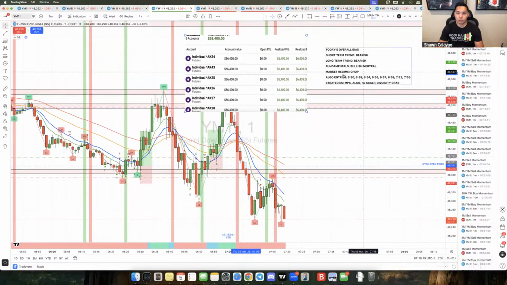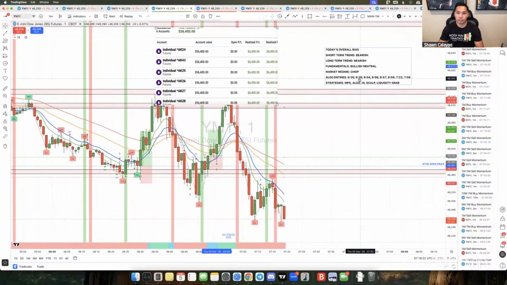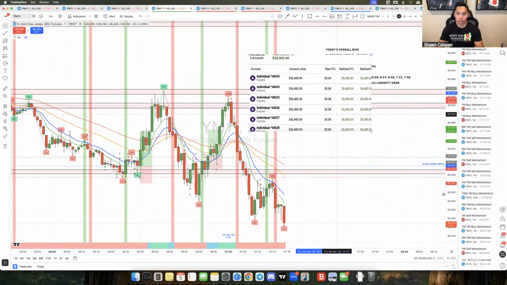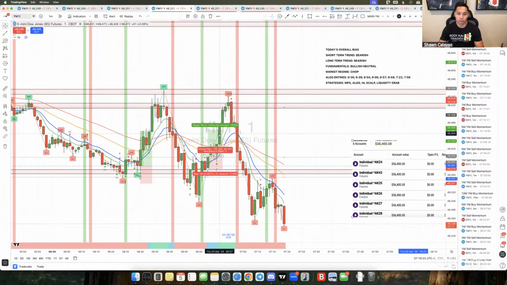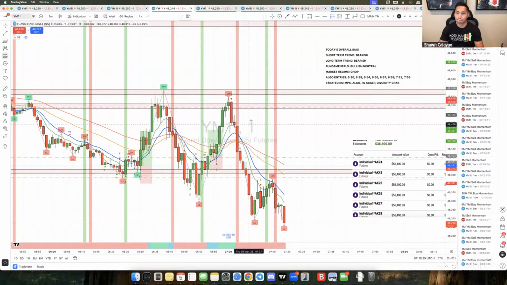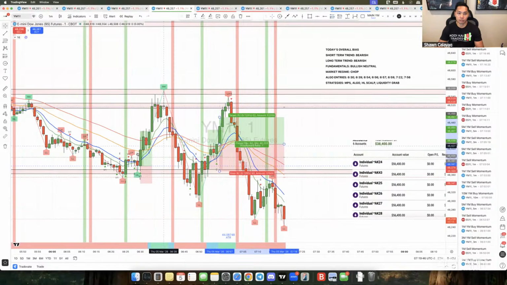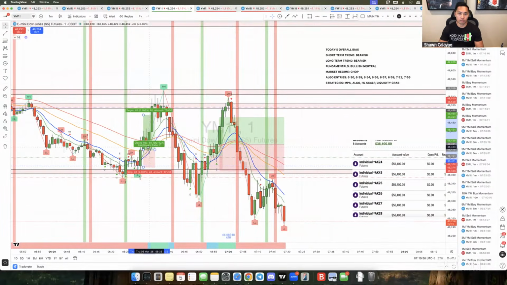Let me check the algo entries. So I think we identified a lot of these. 54, 56. Let me see which ones haven't updated yet. So 56, let me go to that real quick. So the 56 entry over here came up. This is another algo entry. So 6:30, 56 was right here. Actually, this one came up right here.